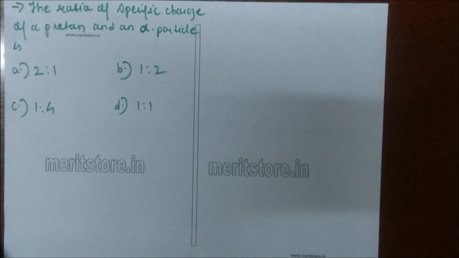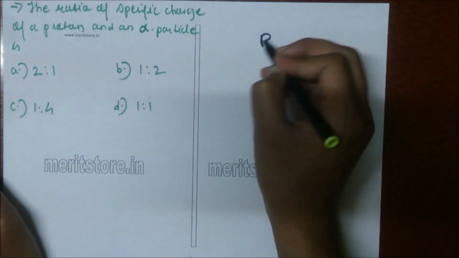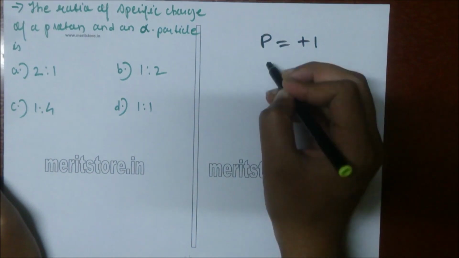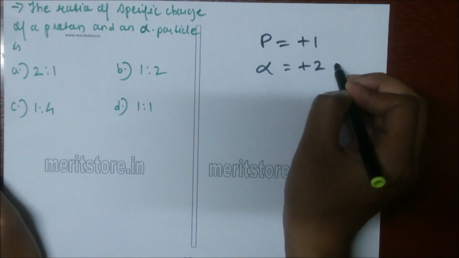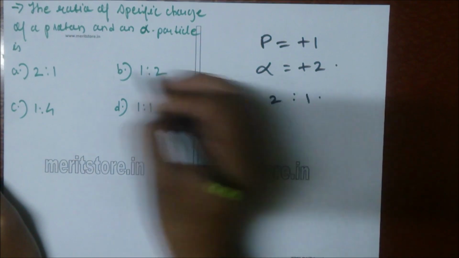The ratio of specific charge of proton and alpha particle is. Charge of proton is +1 and charge of alpha particle is +2. So the ratio will be 2:1. Option A.